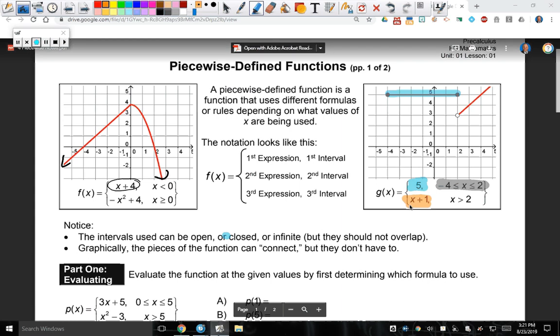X plus 1 is this line. Just took the selfie. But we're going to crop it. We only want to draw everything where it's greater than 2. So that means we're going to erase all of this. And this right here will end up being open.